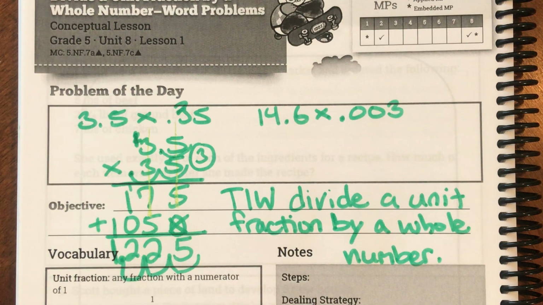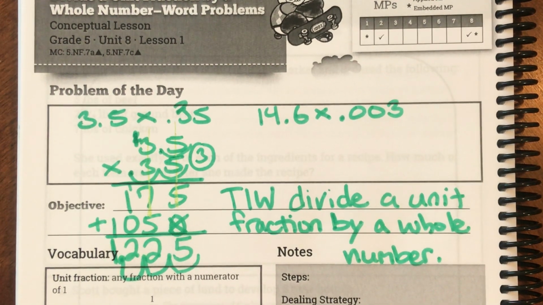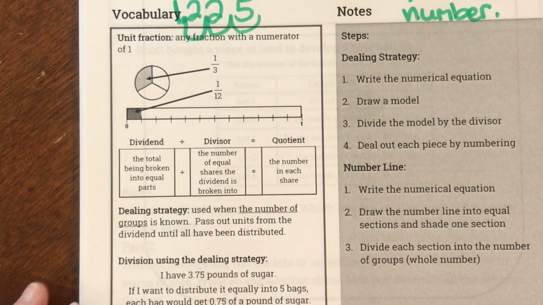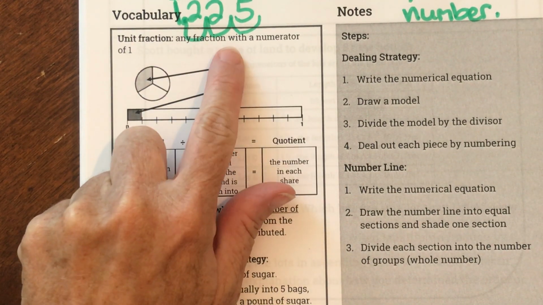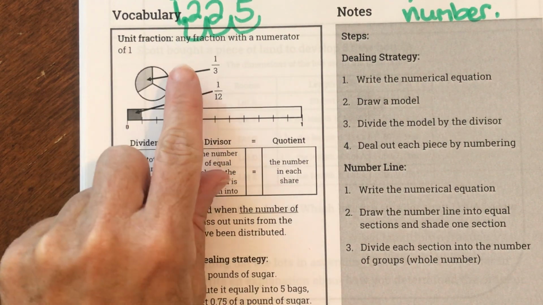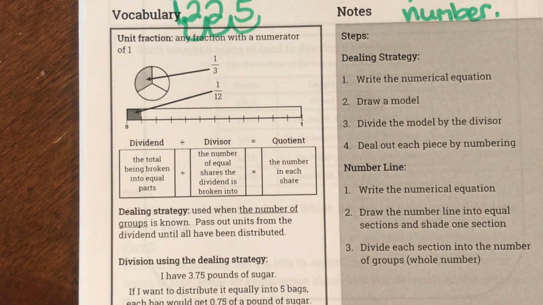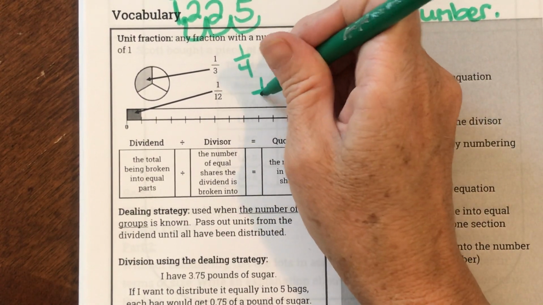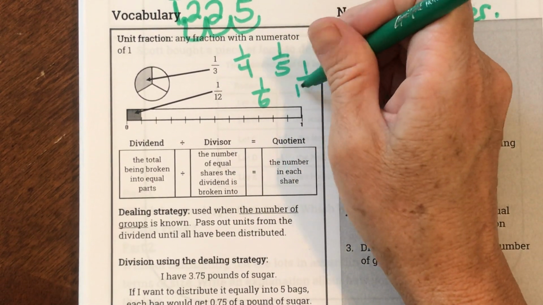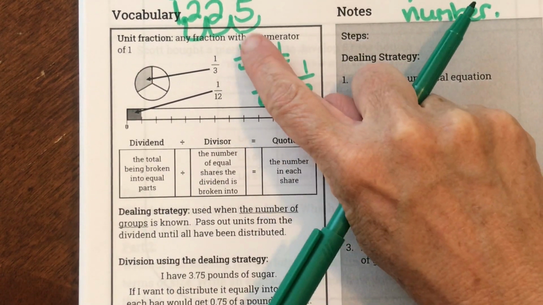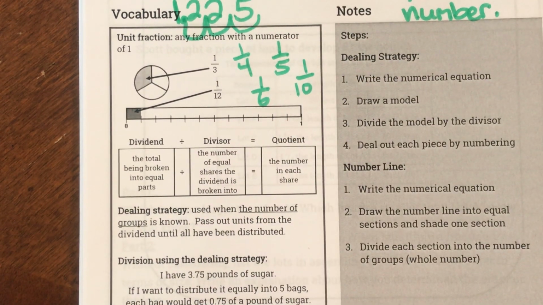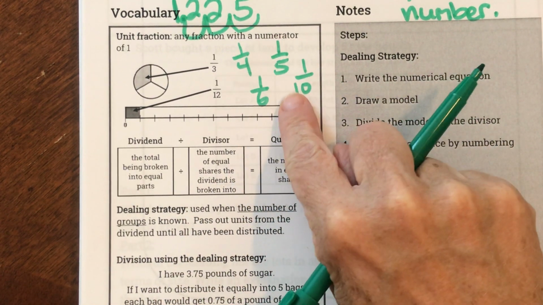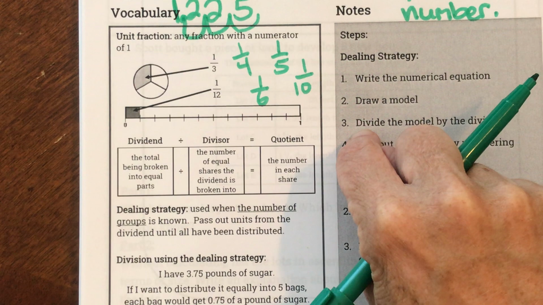So let's look at our vocabulary to see what these words mean. Okay, so our first word in our vocabulary says, what is a unit fraction? A unit fraction is any fraction with a numerator of 1. So 1/3, 1/12, maybe 1/4, 1/5, 1/6, 1/10. Any fraction where 1 is a numerator, we refer to that as a unit fraction. So our goal is we're going to divide a unit fraction by a whole number.